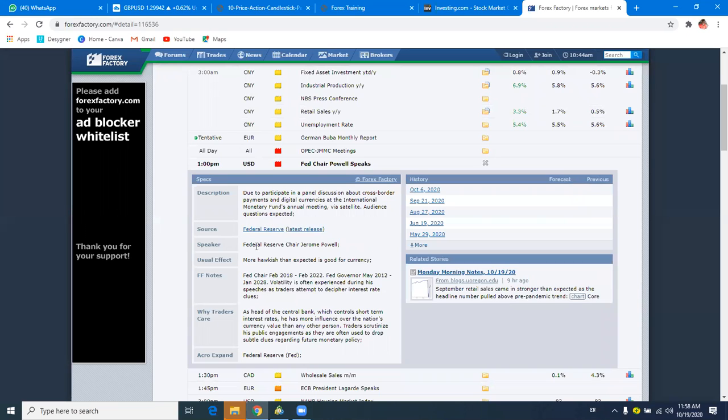So the speaker is Jerome Powell. He's always talking, and when Powell talks like that, something will happen in the market. So we are expecting volatility. Volatility is often experienced during his speeches as traders attempt to decipher interest rate clues. So anytime Powell speaks, we know that something will move that market, because he's the Federal Reserve chairman.